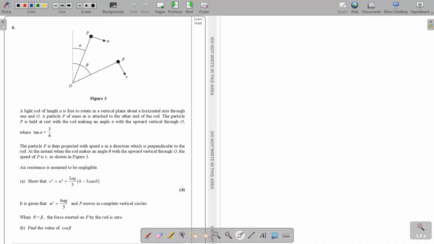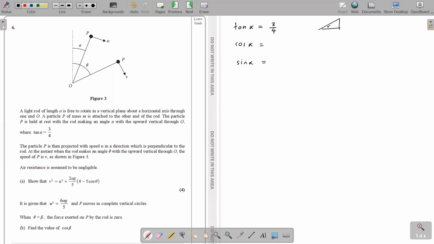Okay, moving on to question number 6. A light rod of length A is free to rotate in a vertical plane about a horizontal axis through one end O. A particle P of mass M is attached to the other end of the rod. The particle P is held at rest with the rod making an angle alpha with the upward vertical through O, where tan alpha is 3/4. So the moment you see tan alpha 3/4, you can immediately write down the cos alpha value and the sin alpha value. Can I know what's the cos alpha and sin alpha?